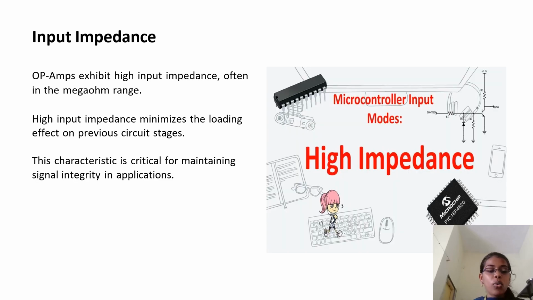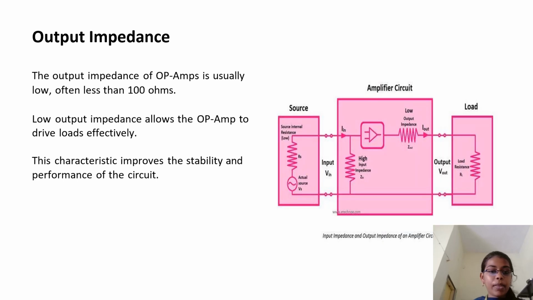Input impedance. Op amps exhibit high input impedance, often in the megaohms range. High input impedance minimizes the loading effect on previous circuit stages. This characteristic is critical for maintaining signal integrity in applications. We can see in this picture a microcontroller input mode with high impedance. In this picture, they are showing high impedance.